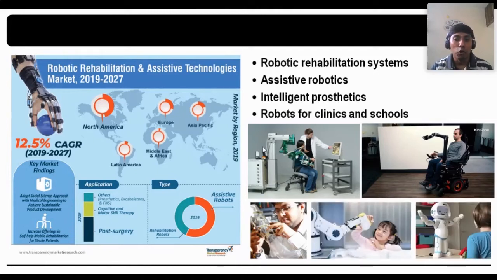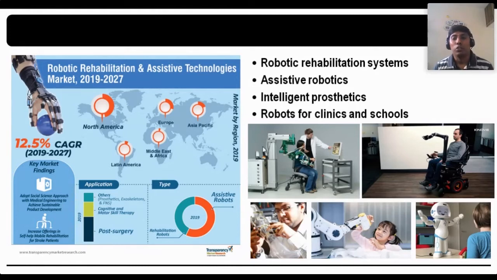And the fourth one is that nowadays experienced teachers are very few, not in India, but abroad, specifically in European countries. So they are developing some kinds of robots for school education and, for example, for pediatric clinics and so on.